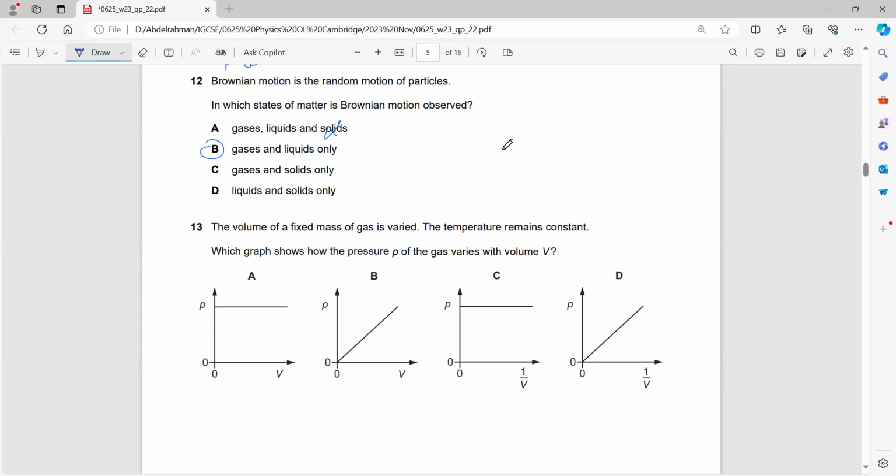The volume of a fixed mass of gas is varied. The temperature remains constant. Which graph shows how the pressure P of the gas varies with the volume V? As the volume increases, the pressure decreases. Okay. Which answer should you choose? D.